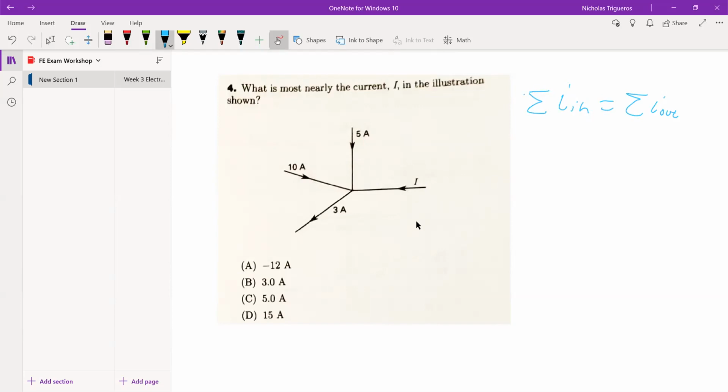Since there's only one negative answer, it's almost a given outright. But if we were to humor ourselves, I is going to be negative 12 to balance that out. That one's pretty straightforward. Hope you get a question like this. That'd be nice, right? Okay.